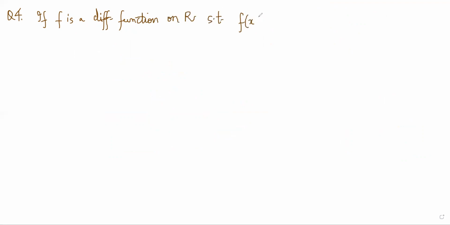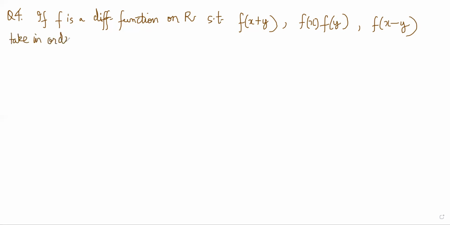Now let's move on to the next one. This is question number 4. Question 4 says, if f is a differentiable function on R such that f of x plus y, f of x multiplied by f of y, f of x minus y, taken in order, form an AP for all x, y belonging to R.